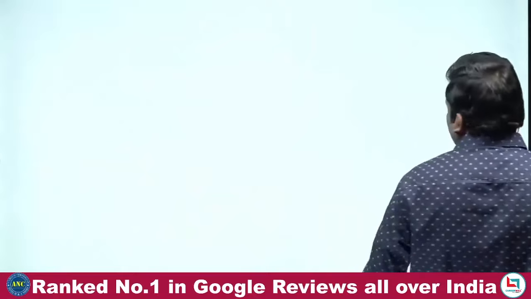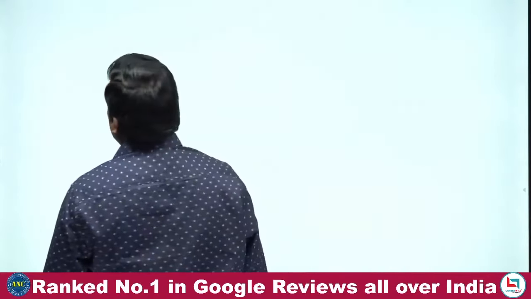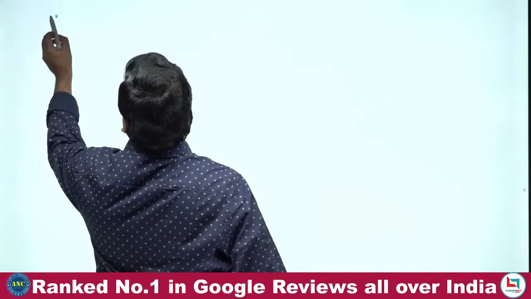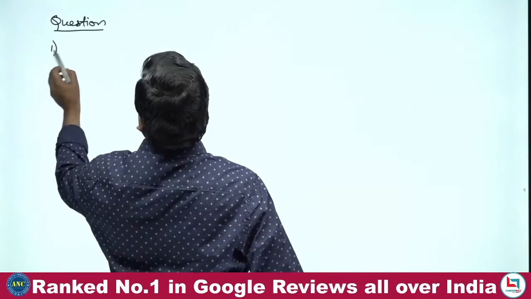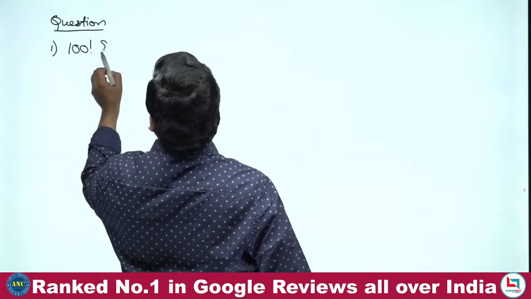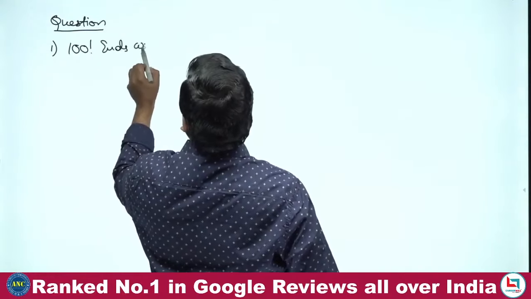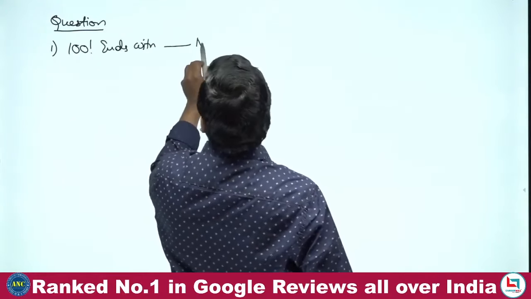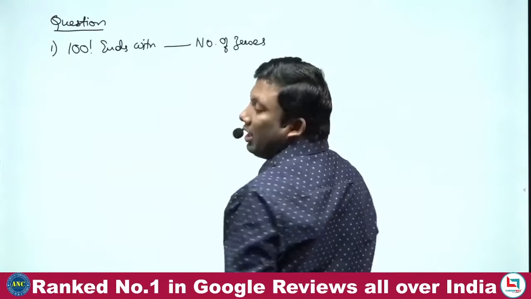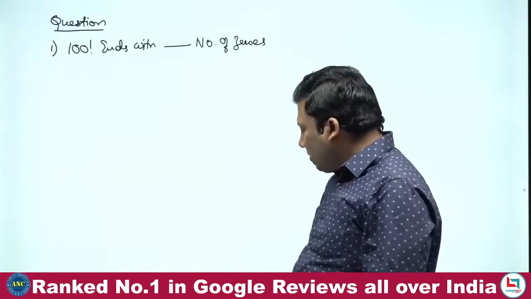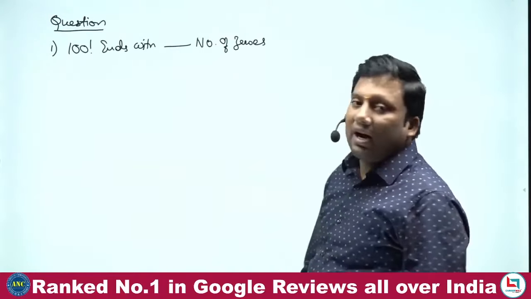Now write down, sir. This topic, trailing zeros, we will discuss in detail, but because I am discussing factorial, I just want to give a level 1 kind of questions that will be there. Suppose, question. First one: 100 factorial ends with dash number of zeros. Listen carefully, sir. 100 factorial.